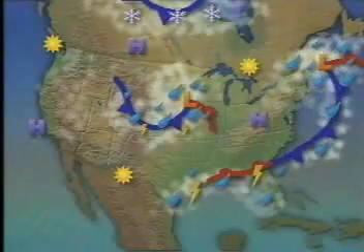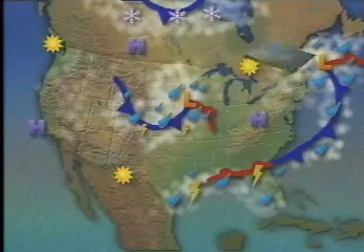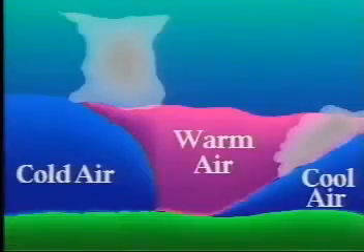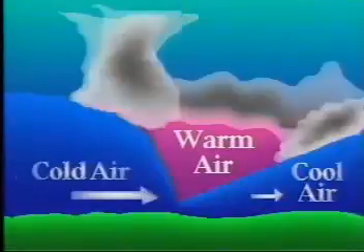Sometimes the boundary between a cold and warm air mass doesn't move. In that case, it is referred to as a stationary front. Sometimes when a cold front is overtaking a warm front, the warm front is actually lifted above the ground. This may create drastic temperature changes and violent weather. This type of rare front is called an occluded front.